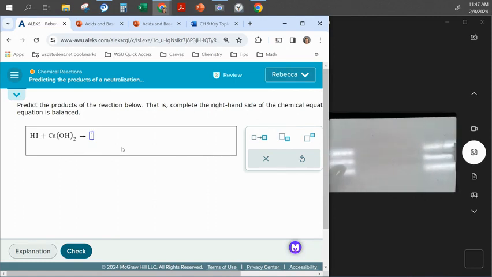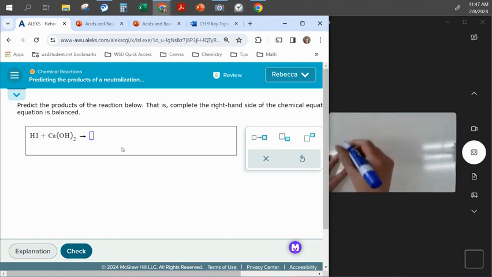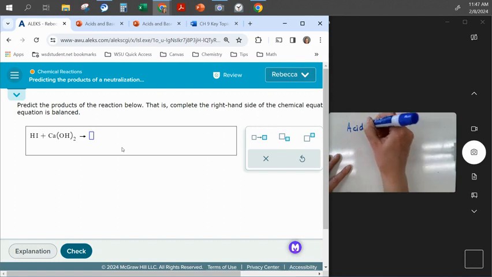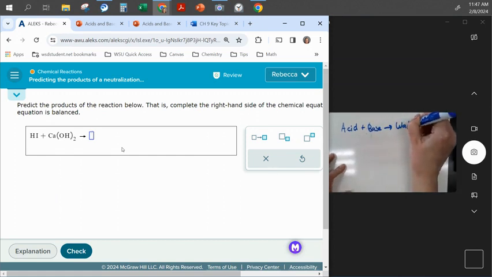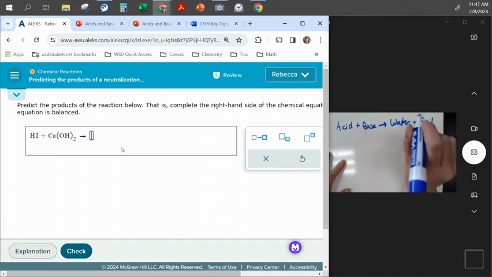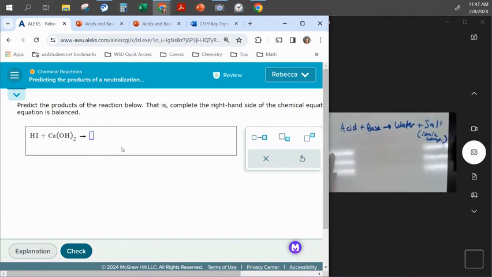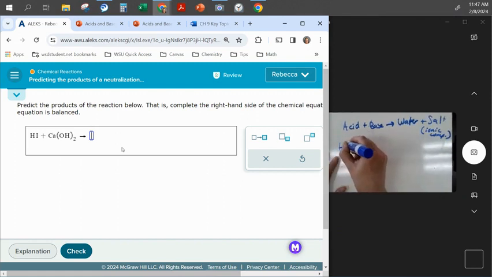So when we do a titration, what we're doing is adding an acid and a base, and we can always predict the products of adding an acid to a base, because whenever we add a strong acid plus a strong base, we always get water and then some kind of salt or some kind of ionic compound. Okay, that's what a salt is. So this one, we start with hydroiodic acid. We add calcium hydroxide.